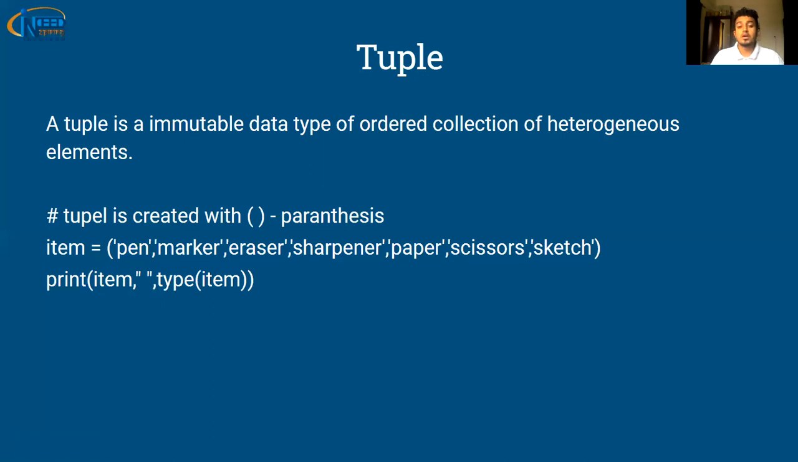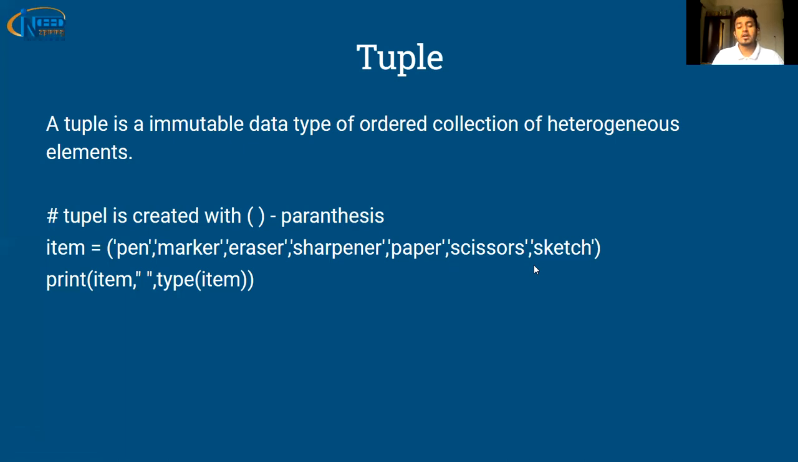Talking about tuple, we use round brackets. Either we can call it round brackets or we can call it parenthesis. So round brackets or parenthesis both would work. So here also we have taken the same order of collections that we used previously in the list. We took the variable as item, and inside round brackets we gave the ordered collection of items that we can see in a stationery shop, that is pen, marker, eraser, sharpener, paper, scissors, and sketch.